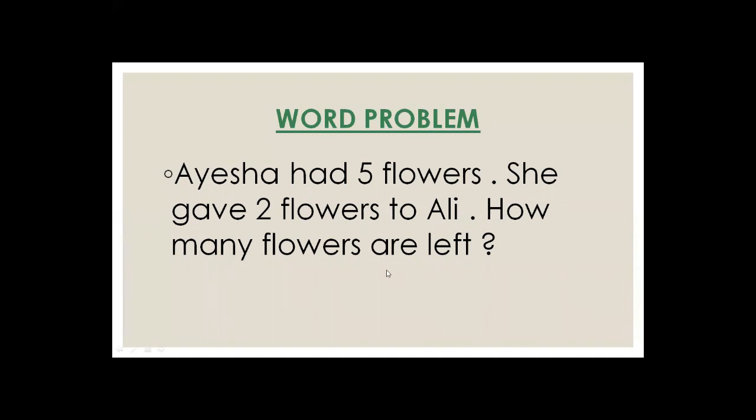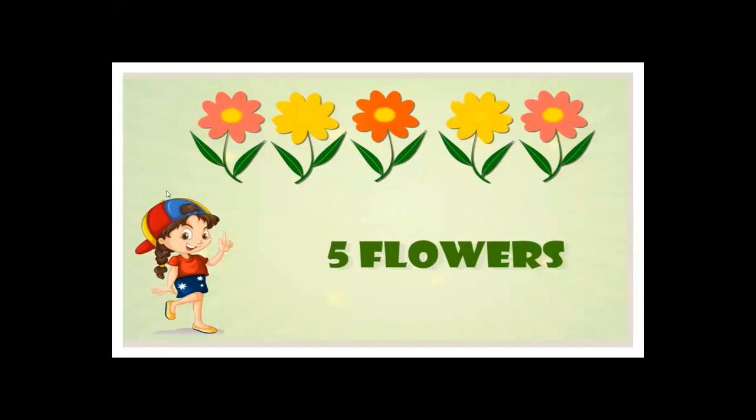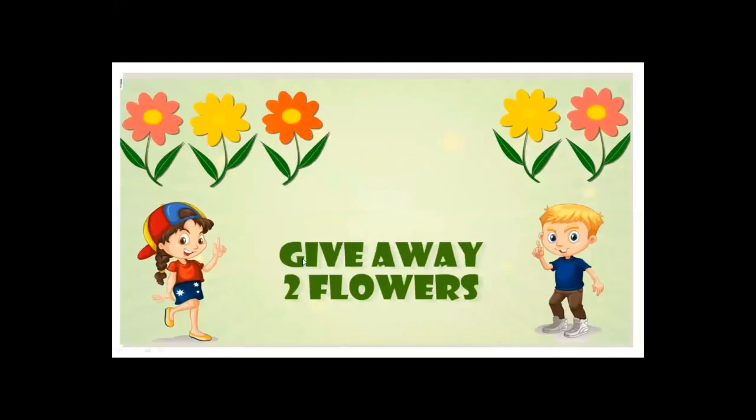For this word problem, we will explain it through a picture, and you will learn very well. She is Aisha, and she has how many flowers? She has 5 flowers. She gave away 2 flowers to Ali. He is Ali. So she gave 2 flowers to Ali. So how many flowers remain, or how many flowers are left with Aisha?